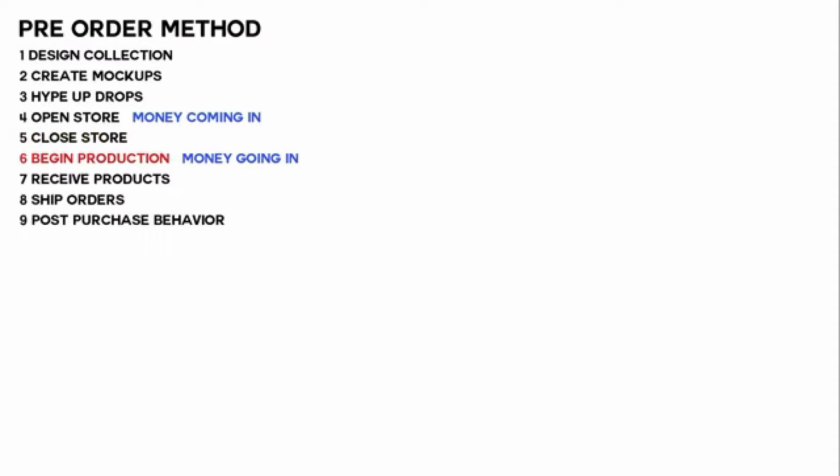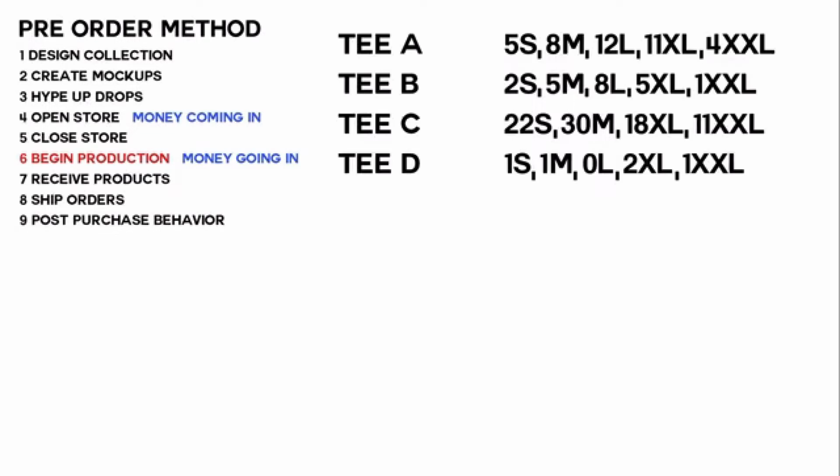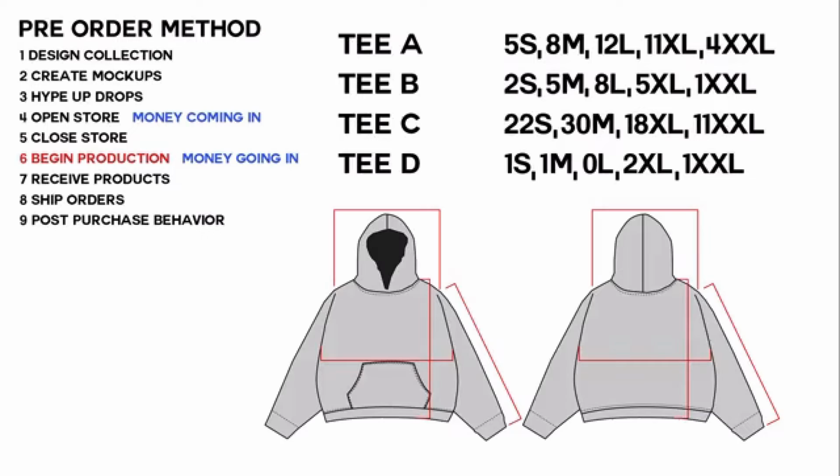Now begins production. This is where the money is leaving your account. Even before you started hyping up your drop, you should already know what manufacturer you plan to use. Whether it's a local print or embroidery shop or an overseas manufacturer, you should be organizing all your order quantities and design measurements to send to them. This part is mainly up to you. I have other videos that explain how to find manufacturers and how to get stuff made, so I recommend watching those for more details on this step.